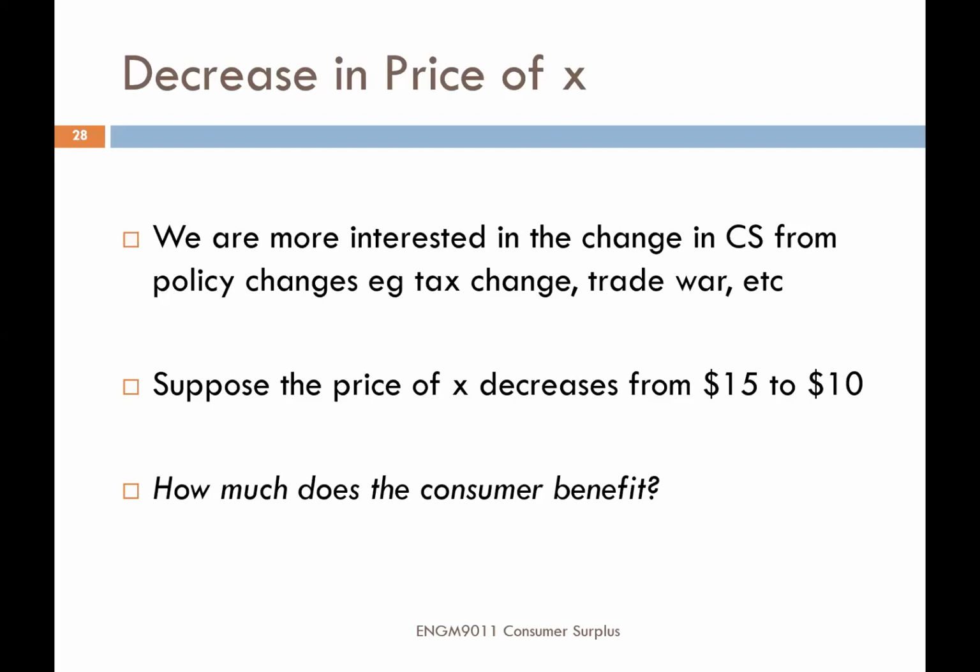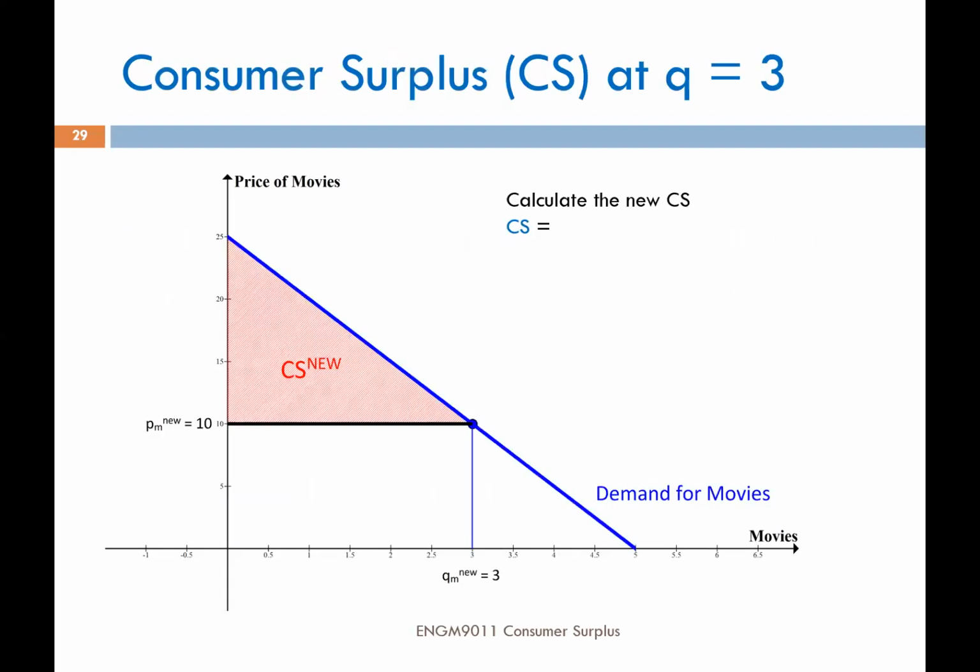So when it comes to asking what's the change in consumer surplus, just remember to make it positive if the price goes down, and make it negative if the price goes up, and that just saves you a bit of grief. Okay, so here's an example. The price went down to $10. We could calculate the consumer surplus when the price is 10.